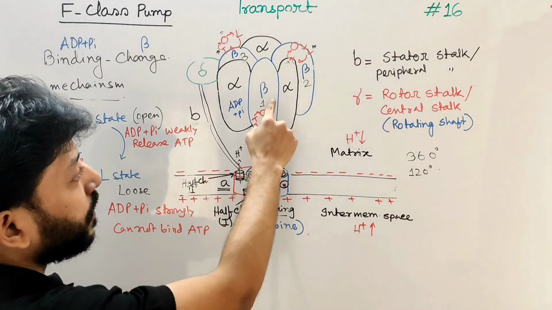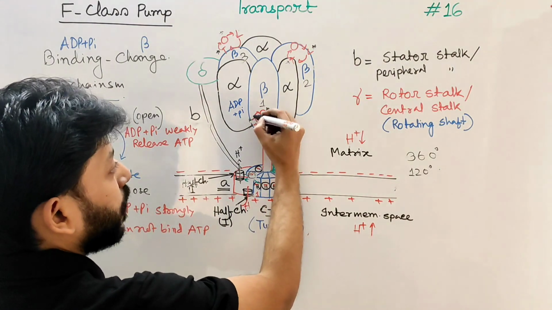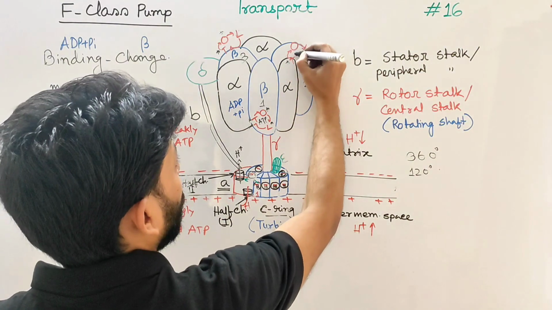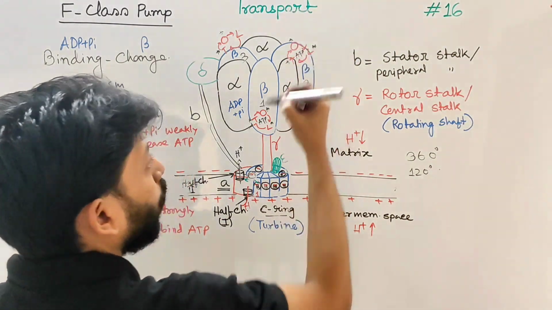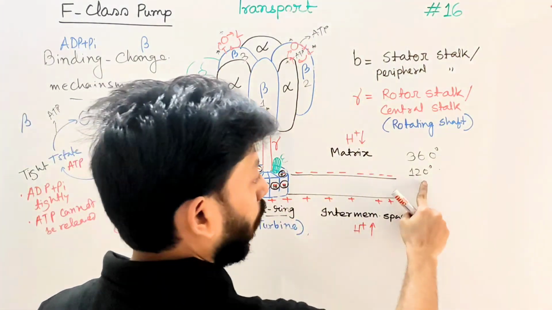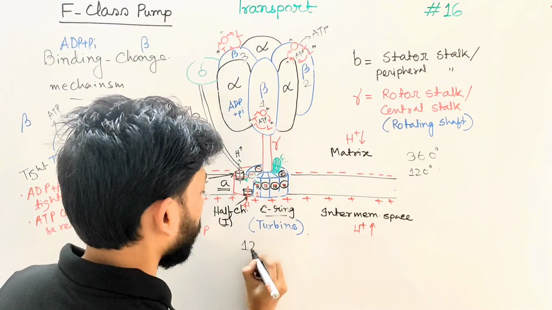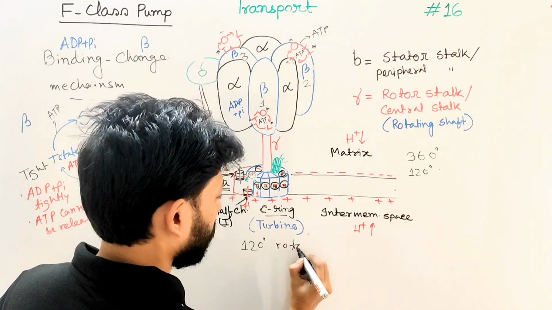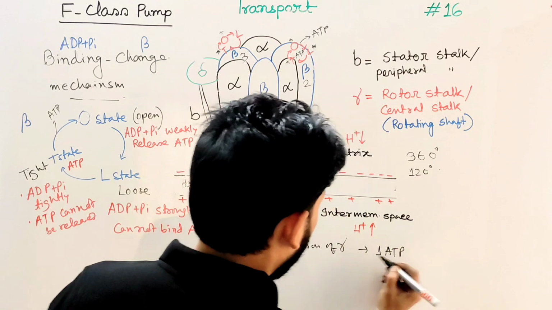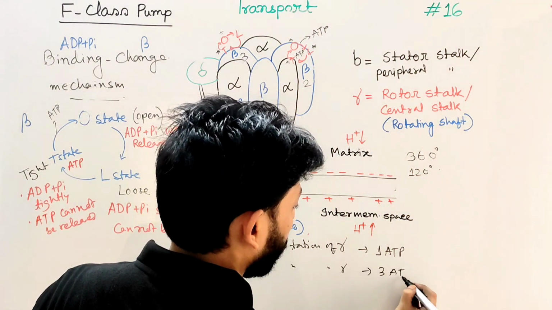Now what happens when this beta is in the L state? It then goes to the T state and generates the ATP, but it holds the ATP. Here in the T state ATP is produced, but when it goes to the O state, it releases the ATP. So in every 120 degree rotation of gamma, one ATP will be generated. And with a 360 degree rotation of gamma, three ATP will be generated.